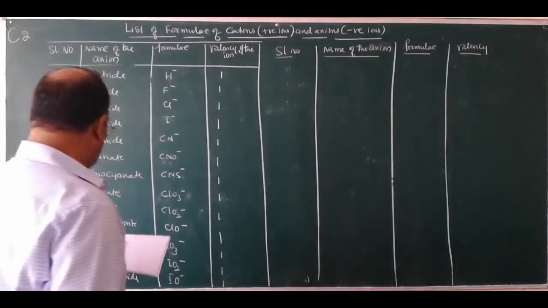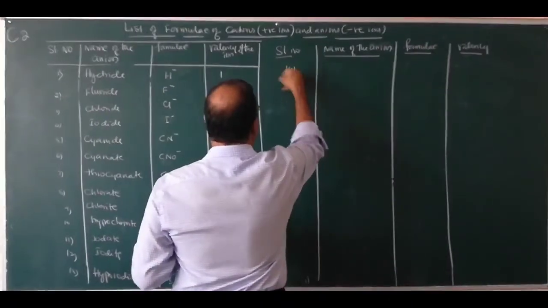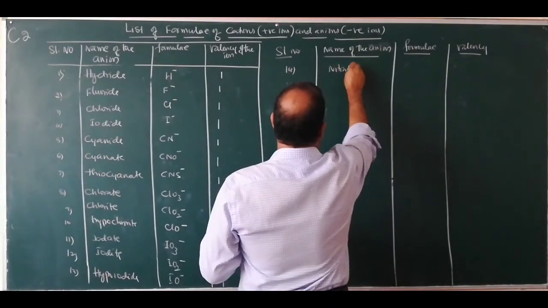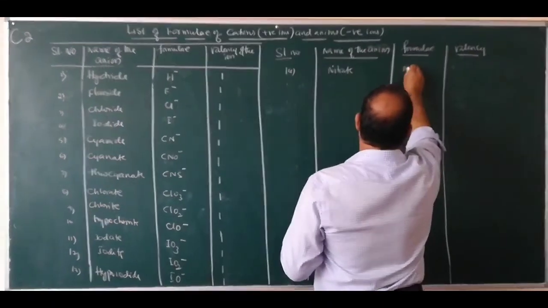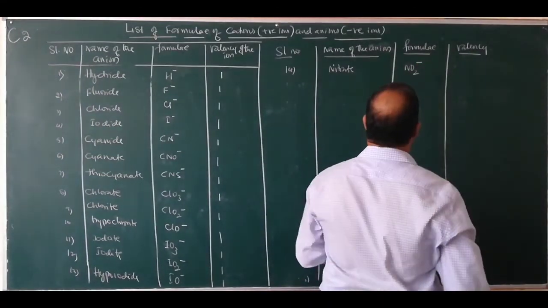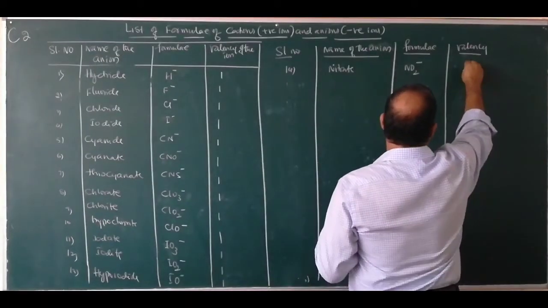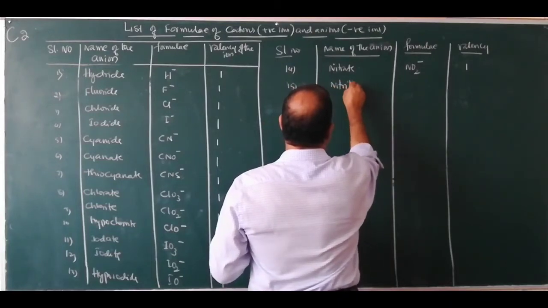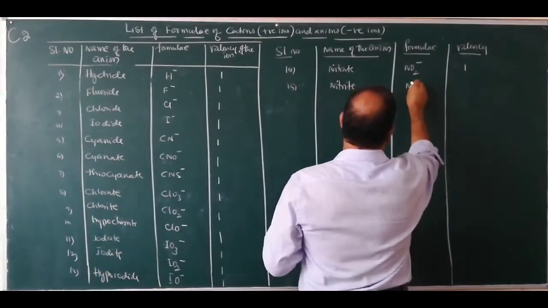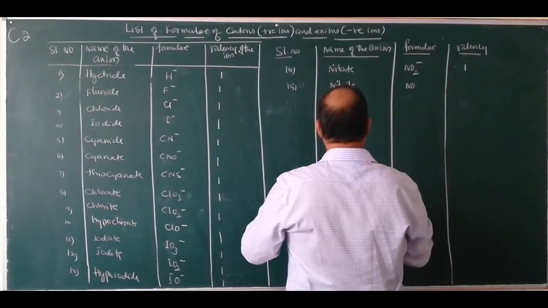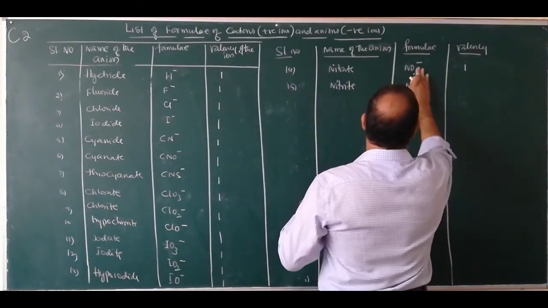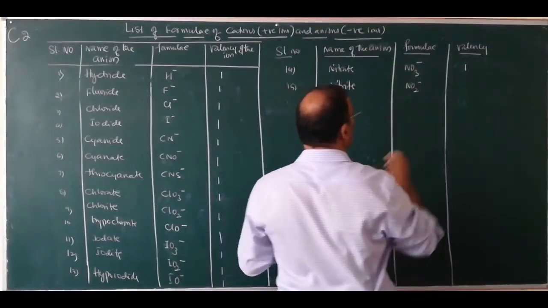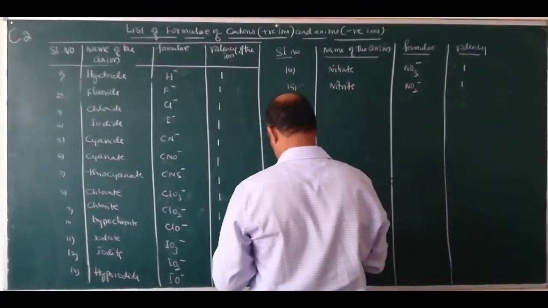And then nitrate, NO3 minus, nitrate valency is -1. Next, nitrite, NO2 minus. So nitrate is NO3 minus, nitrite is NO2 minus, and its charge is -1.